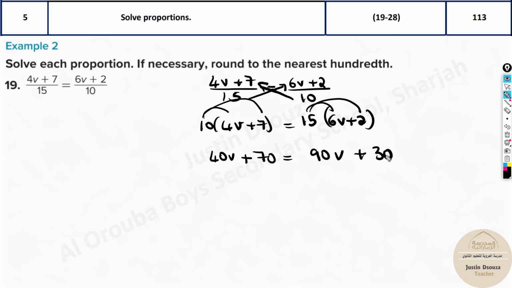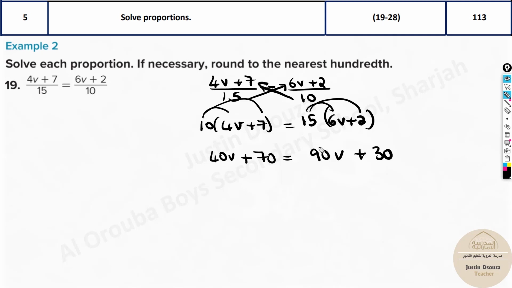Now simplify the v's. Which one should we take, this or this? We need to have the variable v on one side and the numbers on the other side. Always look at which is the bigger number.